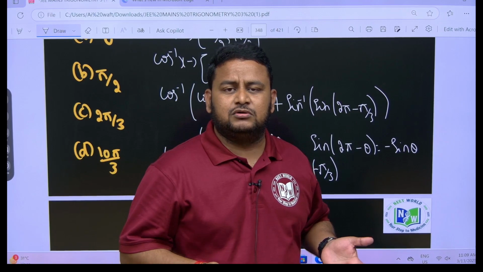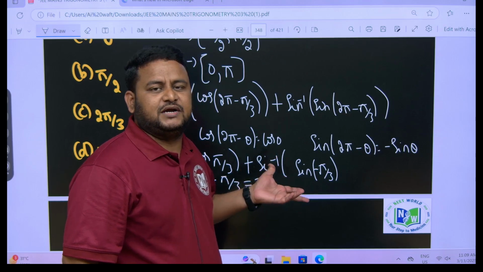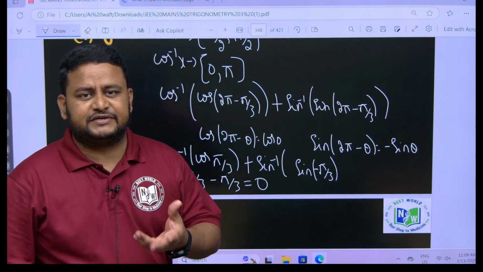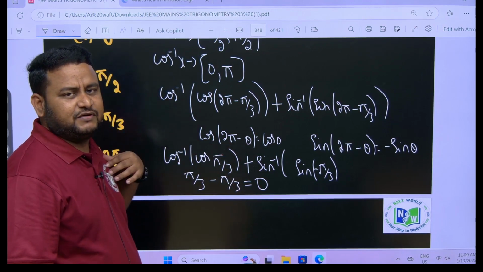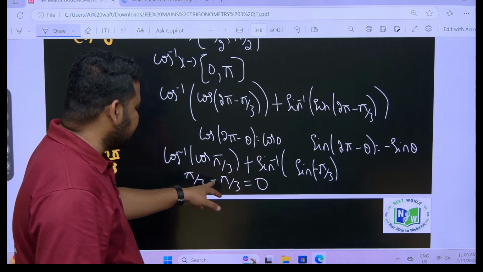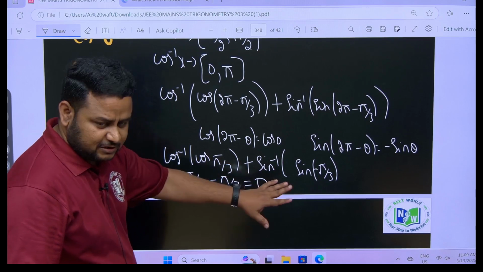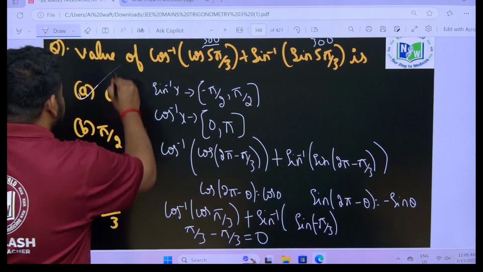This I'll explain right now: negative of inverse trigonometric functions. How do we get the negative of an inverse trigonometric function? What are those properties? I'll tell you right now. But the answer to this question is pi by 3 minus pi by 3. How did it become minus pi by 3? I'll explain right now. Pi by 3 minus pi by 3 is 0. The answer to this question is 0.